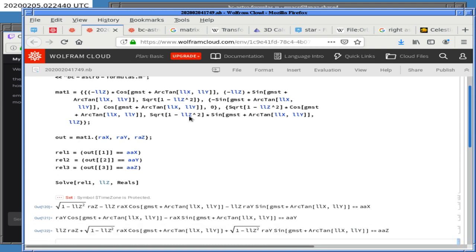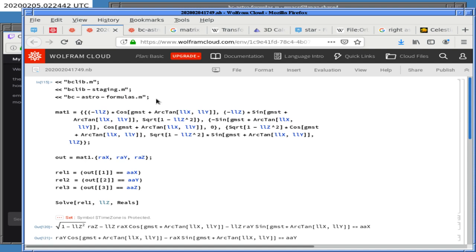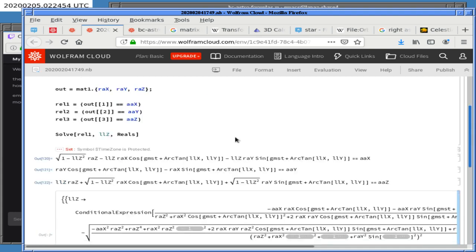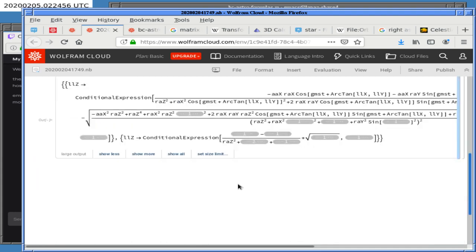I'm not even sure we can really decompose matrix 1 into a multiplication that sort of involves LL, LLX, LLY, LLZ. So I don't know how useful this is. Okay.